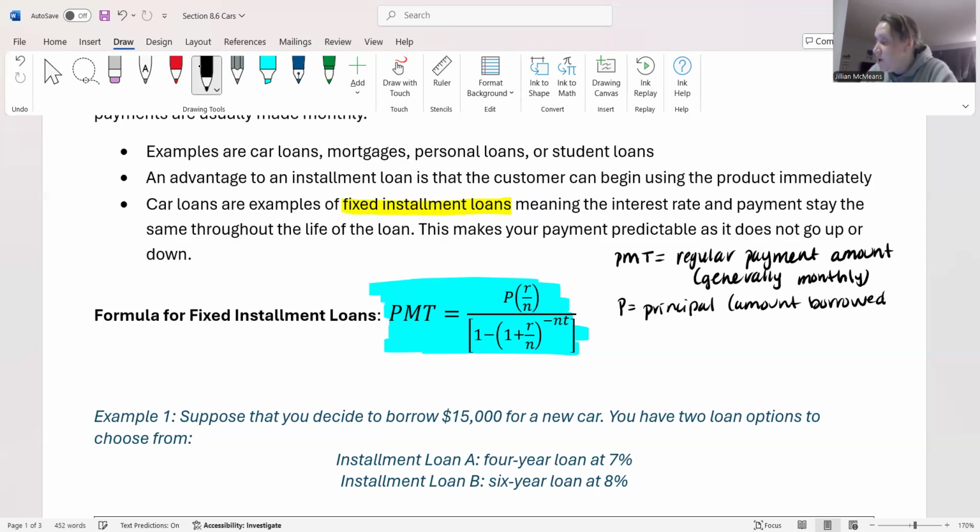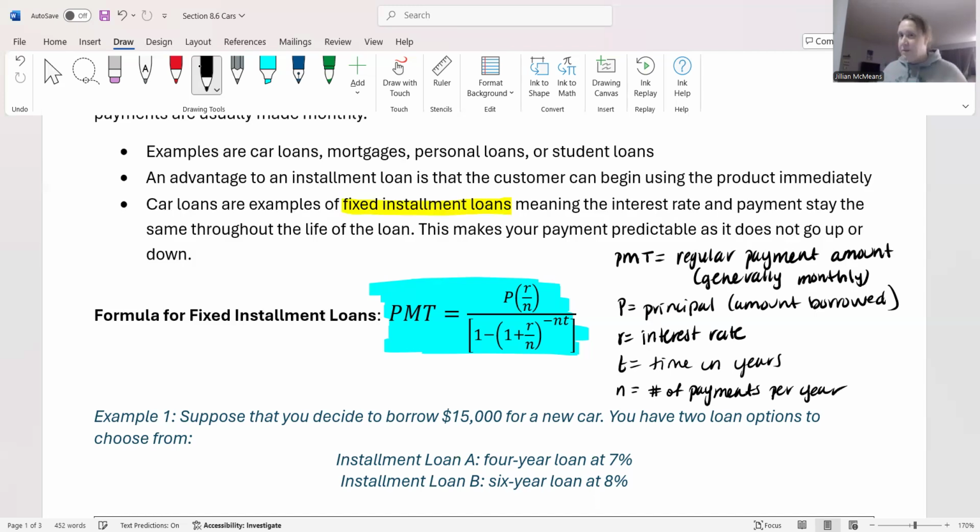And then the other pieces you're going to be familiar with. R is your interest rate. Remember, we use it as a decimal in the formulas. T is time in years. And then N is the number of payments made per year. So if you're dealing with a typical setup where you're going to make monthly payments, N is going to be 12. It's just how many payments you make per year. All right, so let's look at an example.